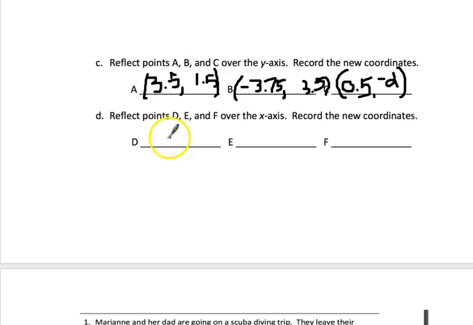So now you're going to reflect points D, E, and F over the x-axis. So go back up to your graph, take a look at where you have D, E, and F, and these are going to be reflected over the x-axis. Remember, when you're reflecting over the x-axis, x does not change, the value of y changes. So take 1 minute, find your points on your graph, D, E, and F, and plot your reflection, and then write your coordinate points for each reflection. Okay, go.